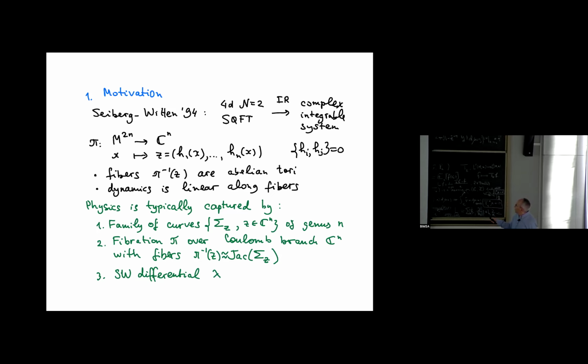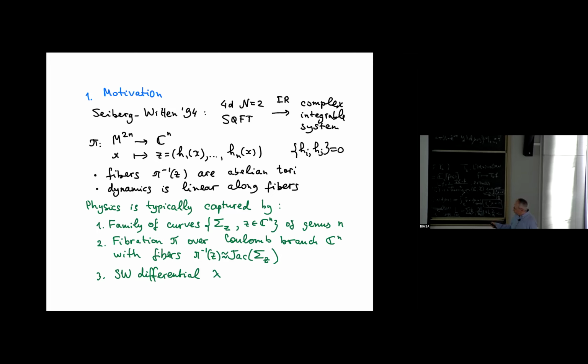And I'm a little bit imprecise here, because typically, imagine that if your manifold was, for example, an affine algebraic manifold, then the level surfaces of your integrals will never be compact. So when I say that they are abelian tori, I mean that they naturally compactify to abelian tori. So that's the usual situation.